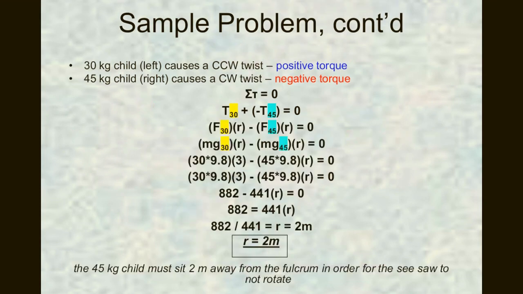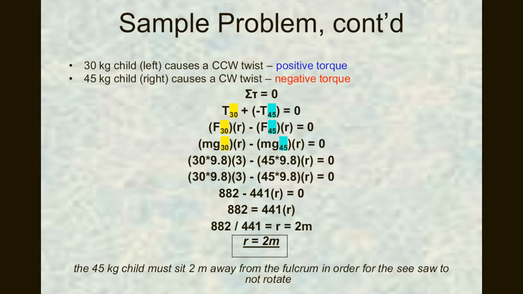I know it looks a little confusing, but everything's broken down step by step. So we know the net torque needs to be 0. And we said that that is the torque of the 30 kg child plus the negative torque of the 45 kg child is equal to 0. So that net torque is broken down in the second step to those two.